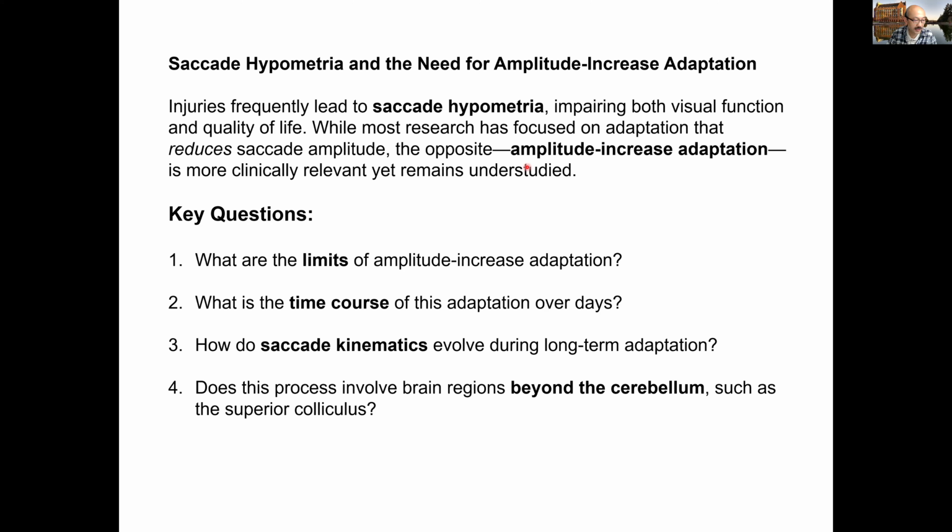The first one is, what are the limits of amplitude increase adaptation? And I think this is clinically relevant. So if we see a patient with, for example, a very small saccade amplitude gain, that requires probably a 4-time increase in the amplitude, and then we ask the question whether that's achievable by the system. So we will try to test how far the amplitude increase adaptation can actually increase the size of the saccade.